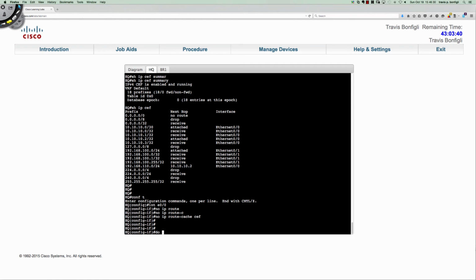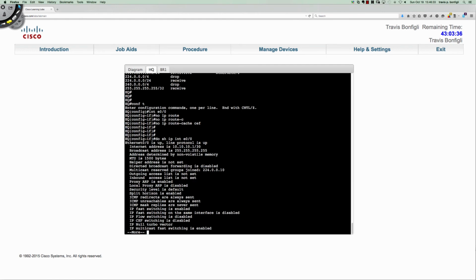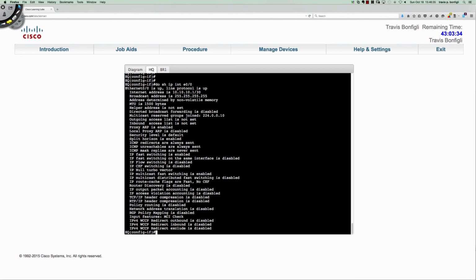However, if I were to do show ip interface Ethernet 0/0, what happens now? Well, now fast switching is enabled and CEF switching is disabled. You can see right here, right? So IP fast switching is enabled and IP CEF switching is disabled. So we've disabled CEF switching. How could we disable fast switching? What if I said no ip route-cache?